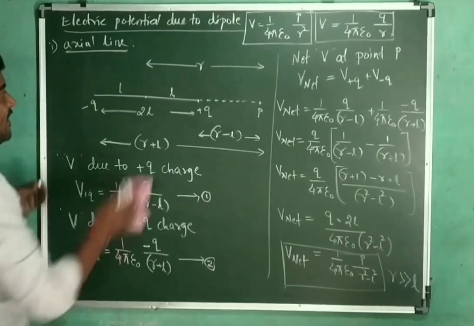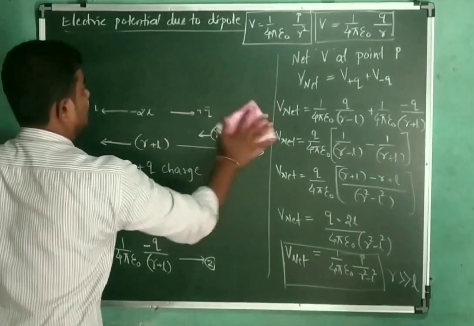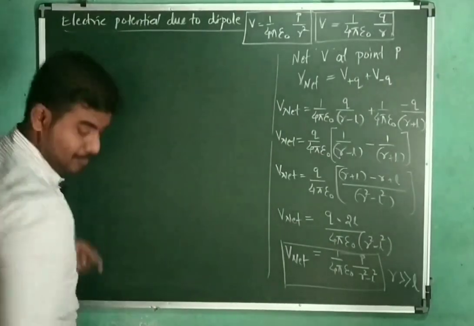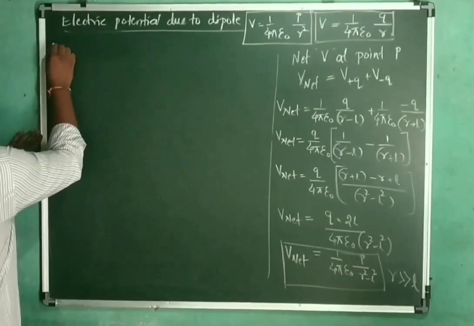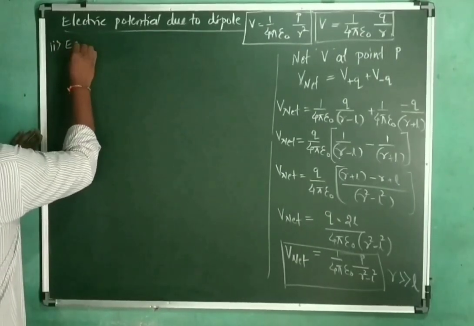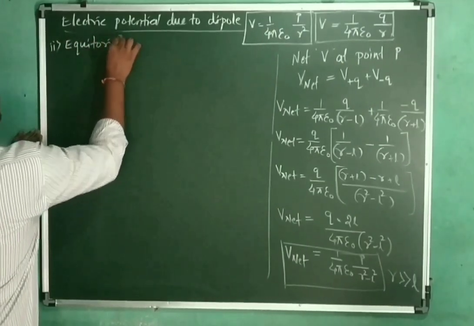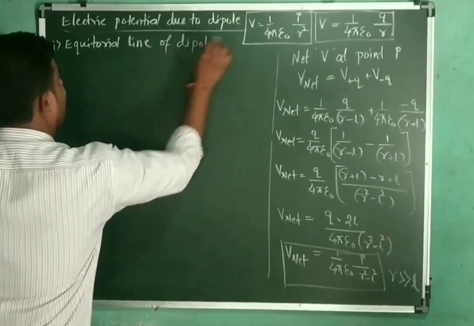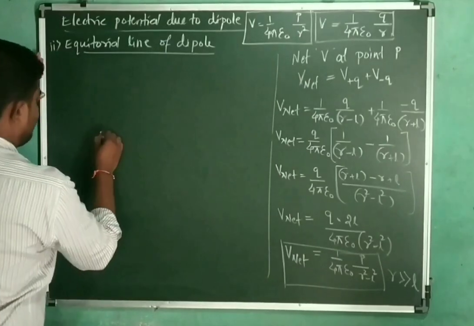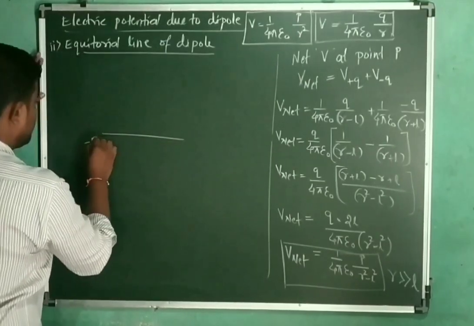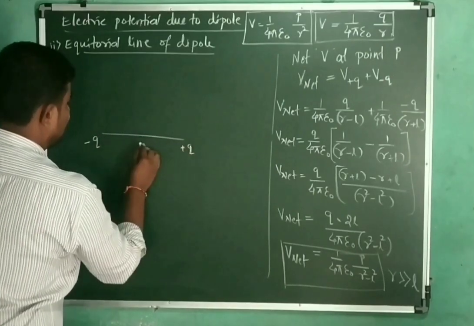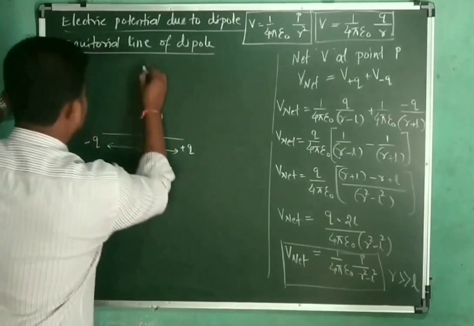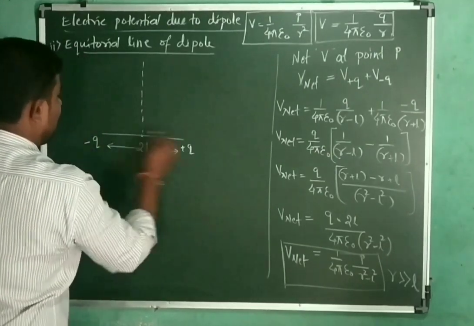Okay, now second case, electric potential on an equatorial line of dipole. Second case, that is equatorial line. Equatorial line of dipole. Okay, so for this, once again consider one dipole. This is minus q, this is plus q. Separation is how much? It is 2l. And equatorial line is a line passing perpendicular to the dipole.